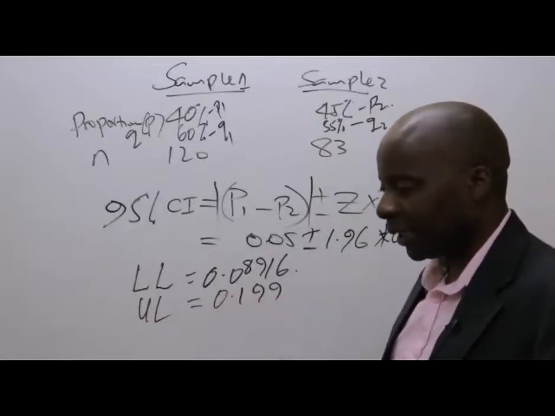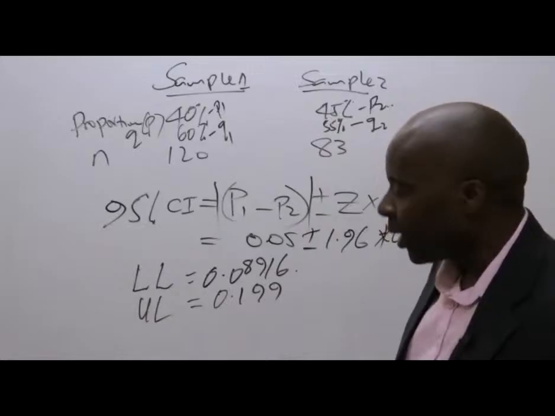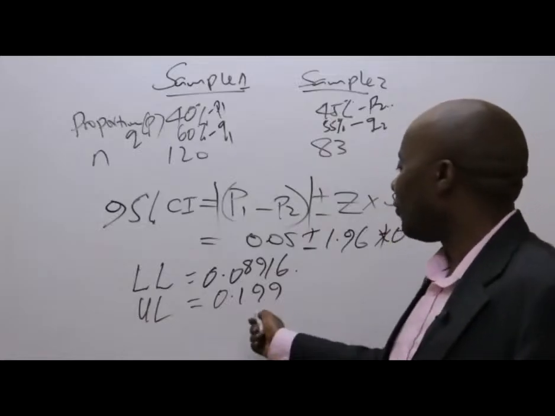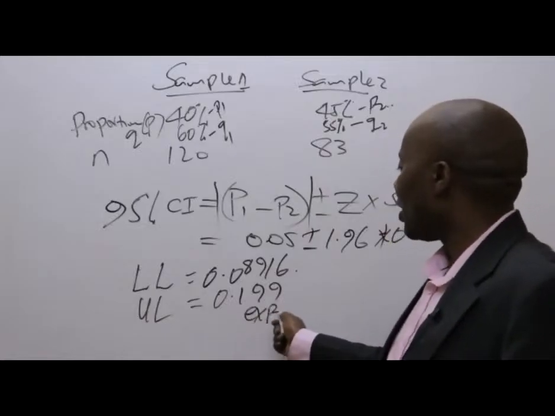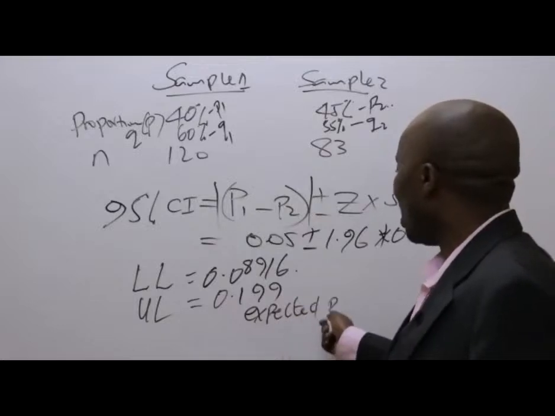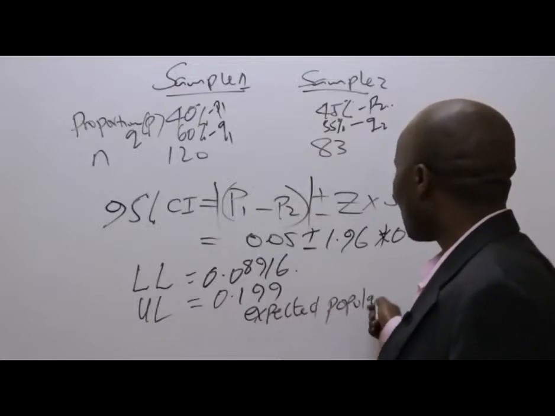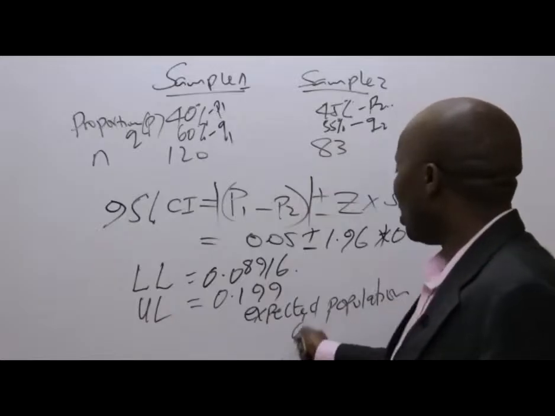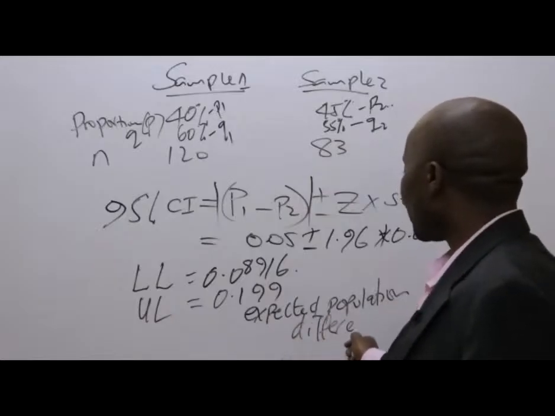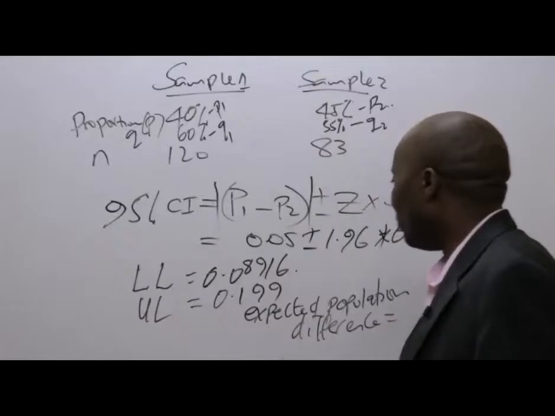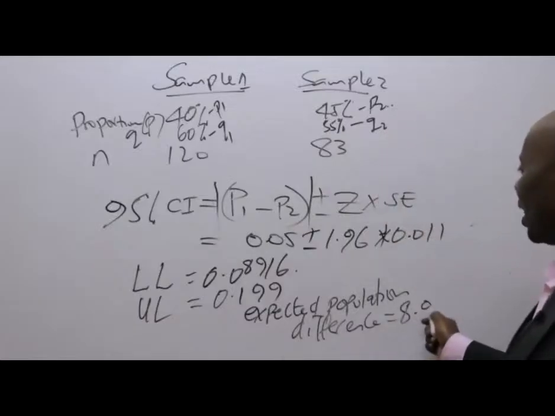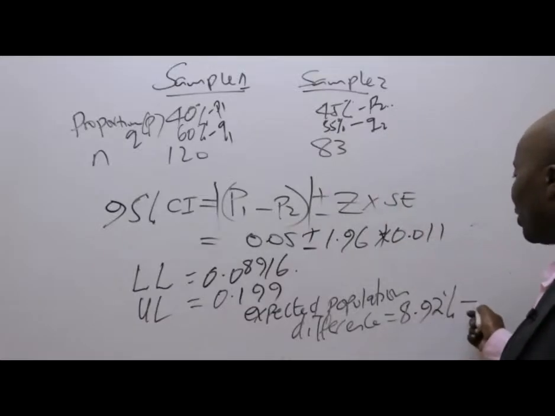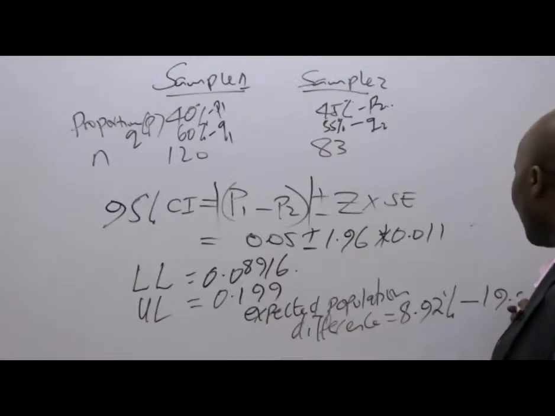0.199, like that. So in short, our difference, expected population difference, will be 8.92% all the way to 19.9%.